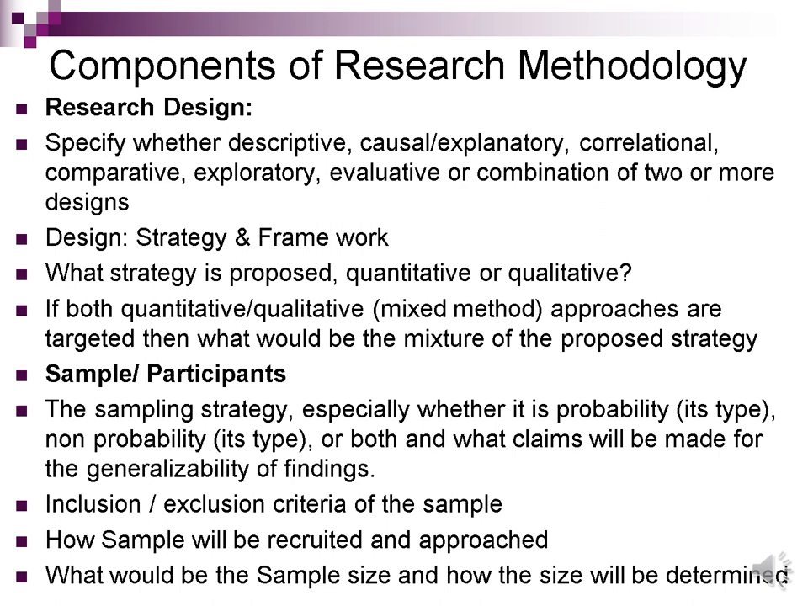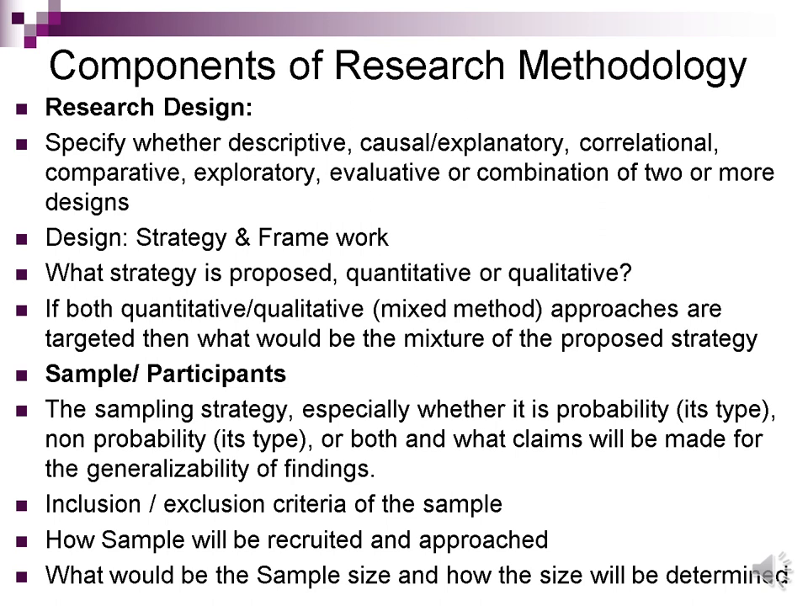The sampling strategy, especially whether it is probability sampling or non-probability sampling, its type, or both, our claim will be made for generalizability of findings. For example, the simple random sampling is a probability sampling, but definitely the convenience sampling or a quota sampling is basically a non-probability sampling. Inclusion-exclusion criteria: what kind of inclusion or exclusion criteria will be used? How will the sample be recruited and approached? So how the sample will be selected is very important. And what will be the sample size and how will the sample size be determined?